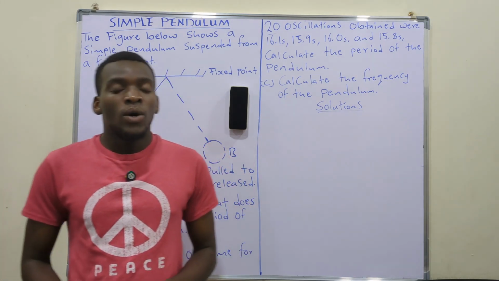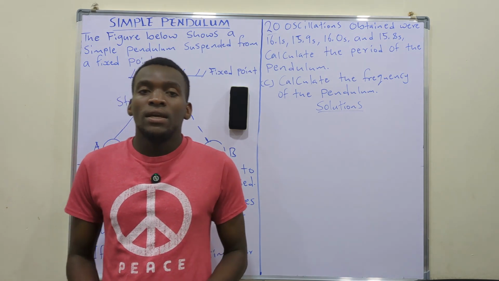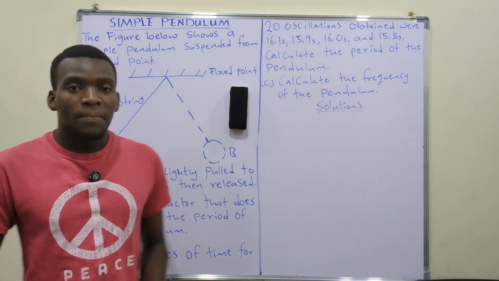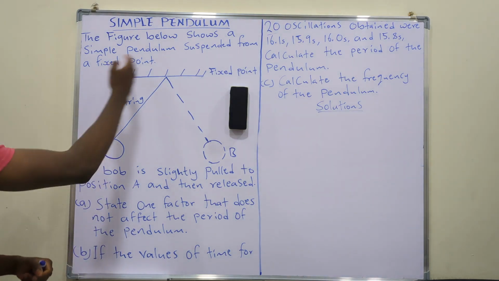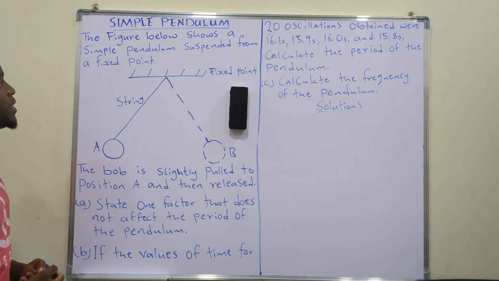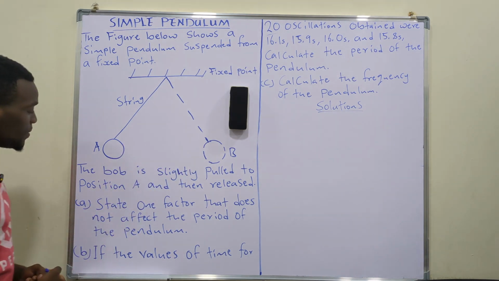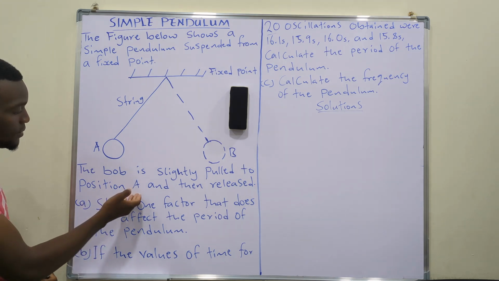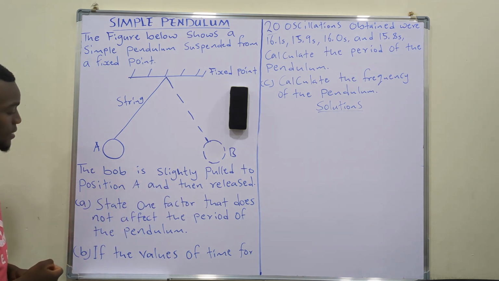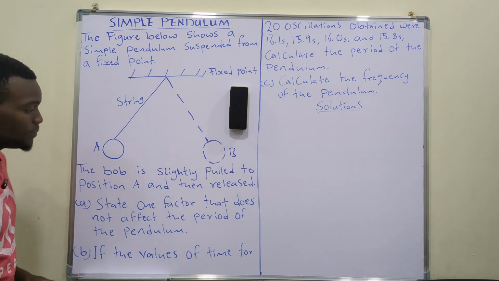In this video, we'll be solving an exam question on the topic simple pendulum. And here's the question. The figure below shows a simple pendulum suspended from a fixed point. So here's the simple pendulum, and the bulb is slightly pulled to position A and then released. State one factor that does not affect the period of the pendulum.